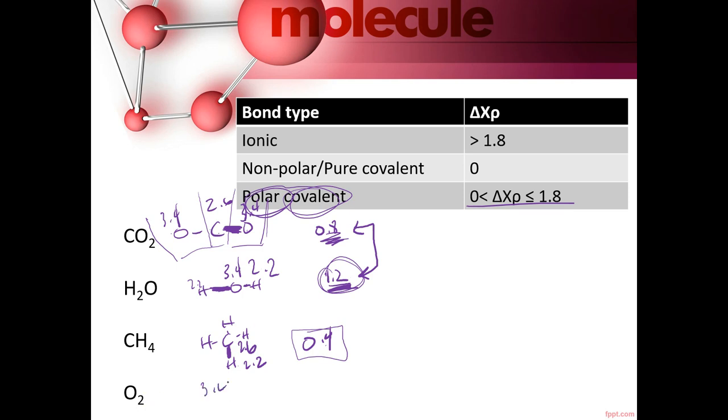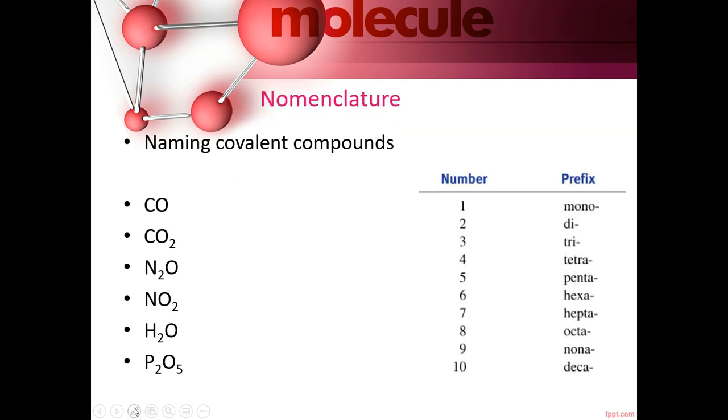Oxygen, well, oxygen is 3.4. The other oxygen is also 3.4. The difference is 0. This is going to be nonpolar or purely covalent. Good, let's practice naming and then we are done.